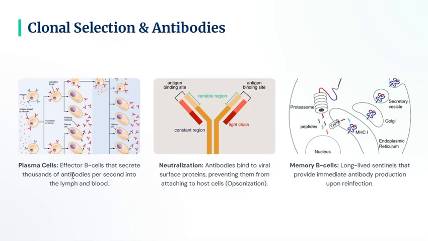But here's plasma cells, which are effector B cells that secrete thousands of antibodies per second into the lymph and blood, as you can see here. And then neutralization, where antibodies bind to viral surface proteins and prevent them from attaching to host cells. Opsonization, yeah. And then memory B cells, which are long-lived sentinels that provide immediate antibody production upon reinfection. It's pretty interesting. I'll give you another 30 seconds to look at this.